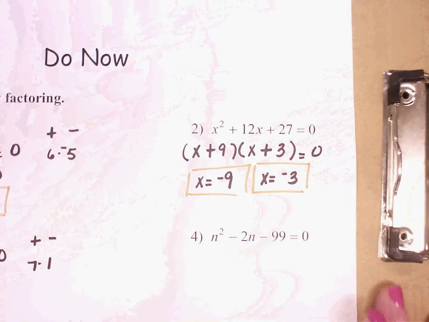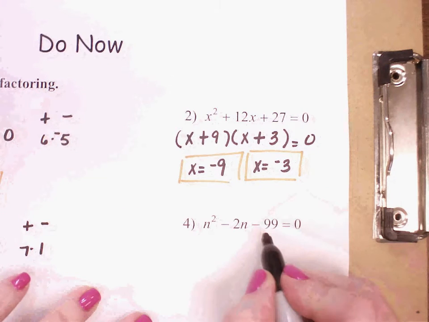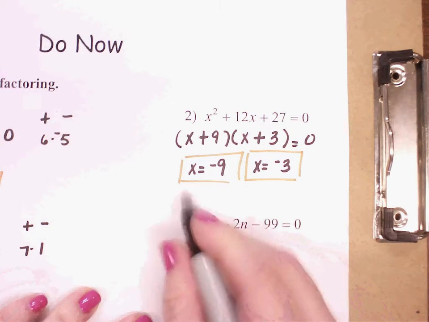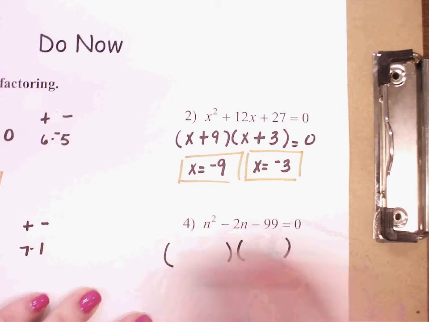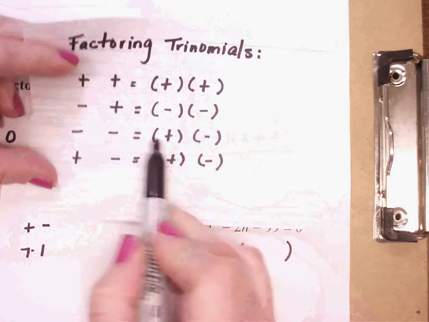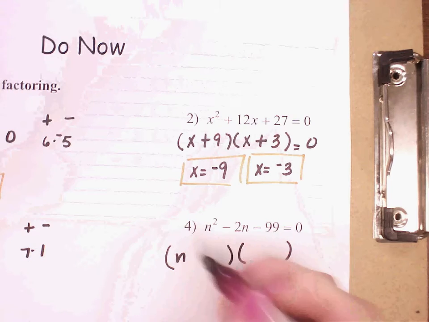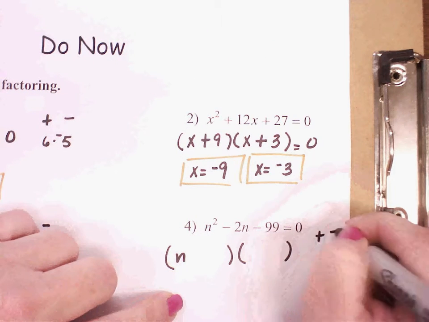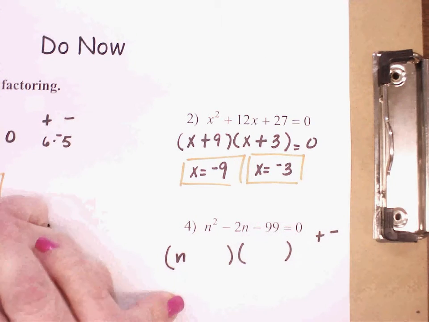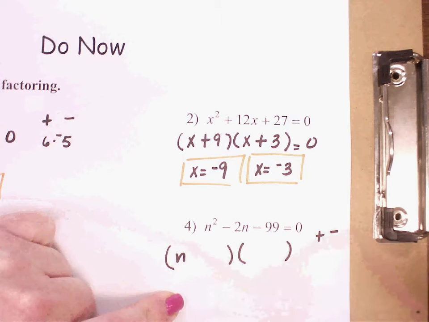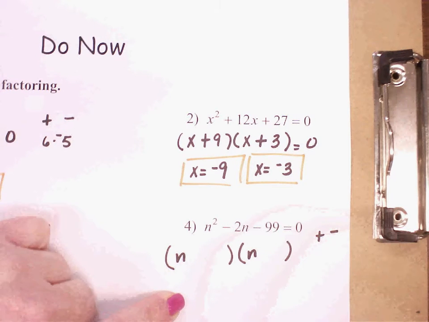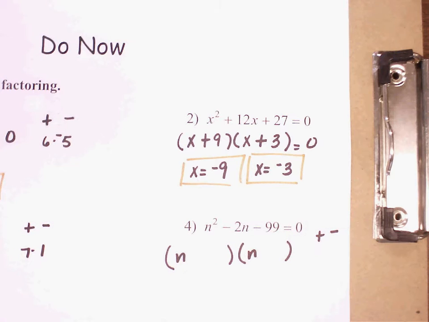All right, so let's do the next one. Multiply to negative 99, add up to negative 2. Minus minus is plus minus. Does it matter the order? Plus minus or minus plus? No, thank you. Because it really doesn't matter, does it? All right. So what do we got?